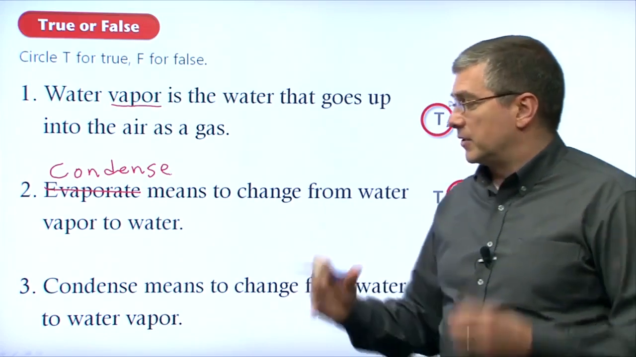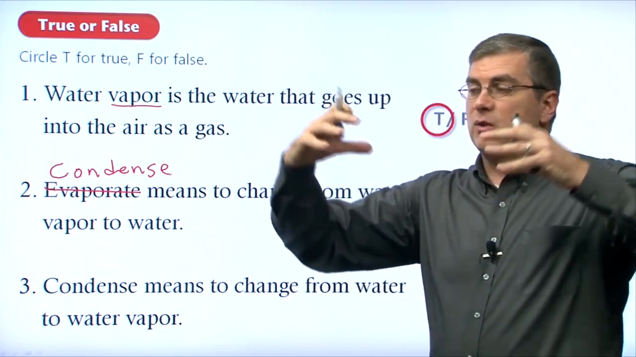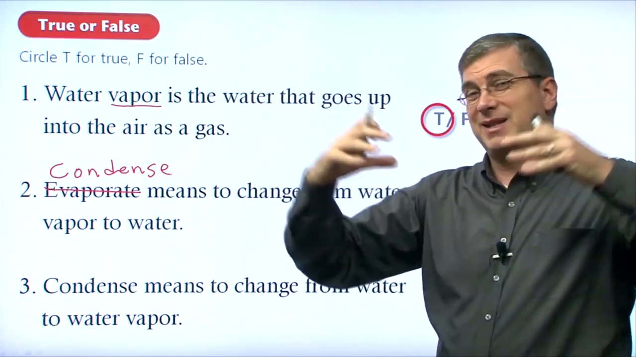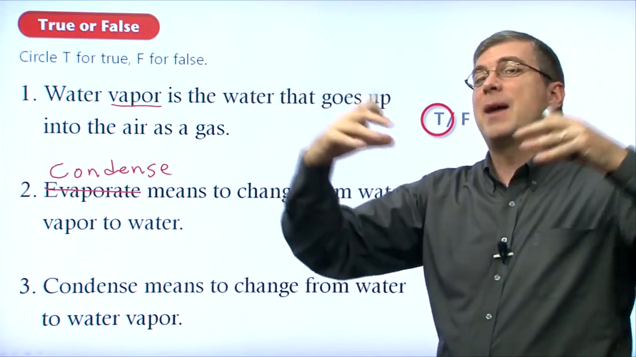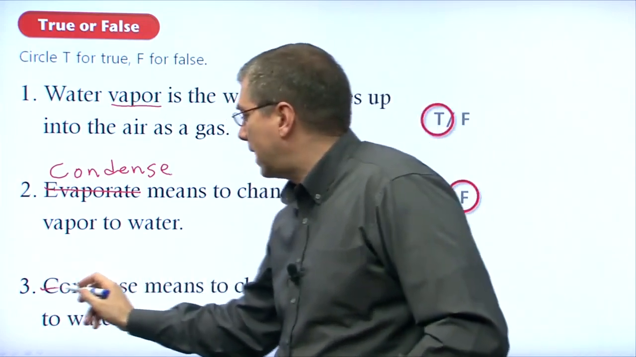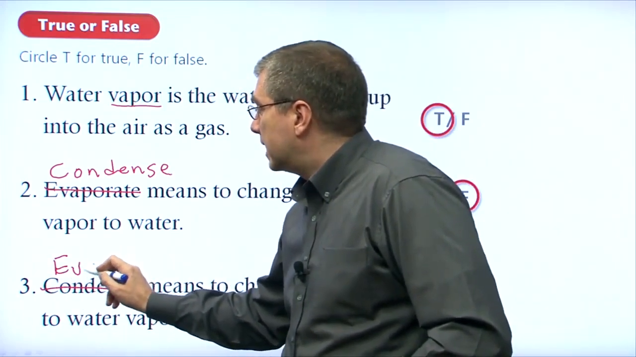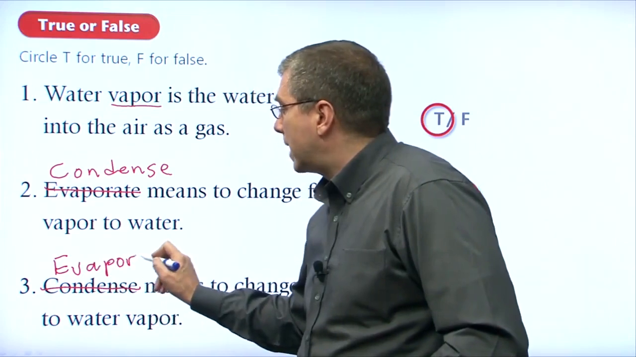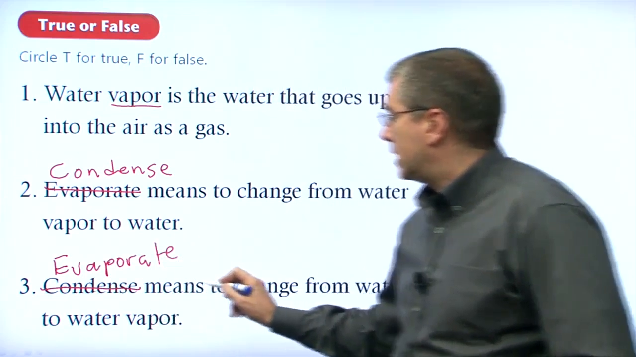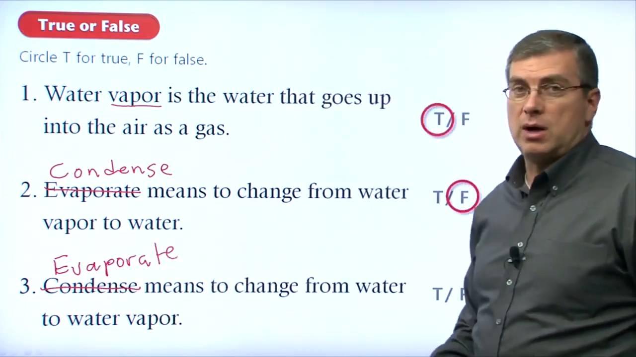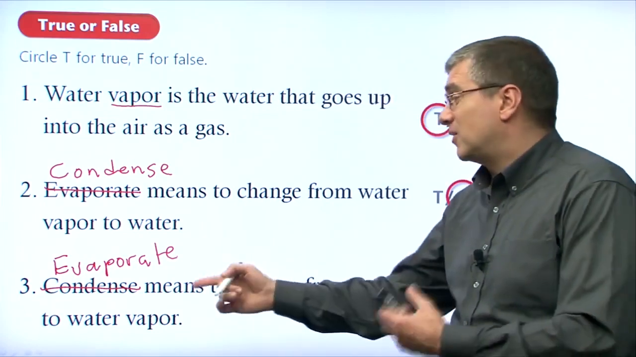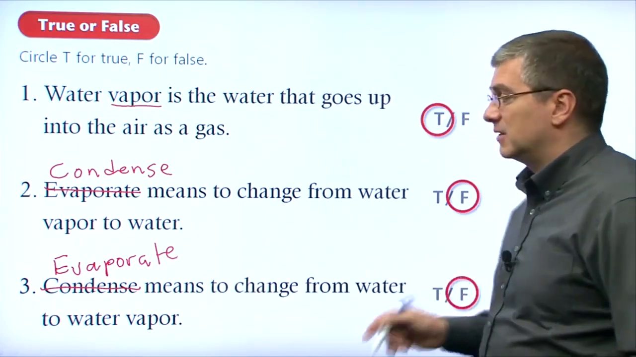From water to water vapor. So we have water that's changing to water vapor. Is this condensing? No, this is evaporating. So again, we would have to change this sentence to use the opposite, evaporate. Evaporate means to change from water to water vapor. That would be true, but we have to change the sentence. So this sentence is false.